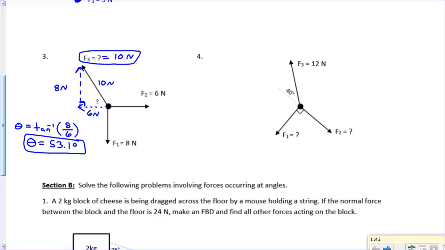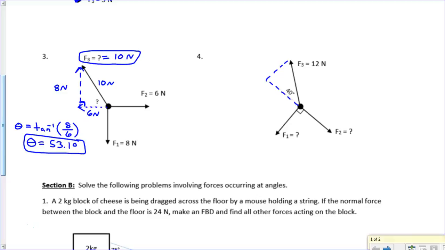Alrighty, on to this last one here. This one's a little bit funny because we have the same situation where two of the forces are along a set of axes that are perpendicular to one another, and then this other force is at a weird angle. But this time they're not oriented with the regular xy axis. So the force that we actually want to break down in this case is this force here.